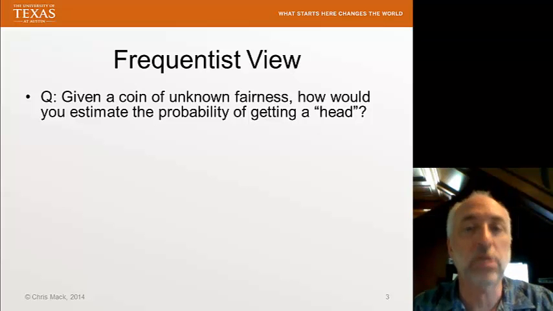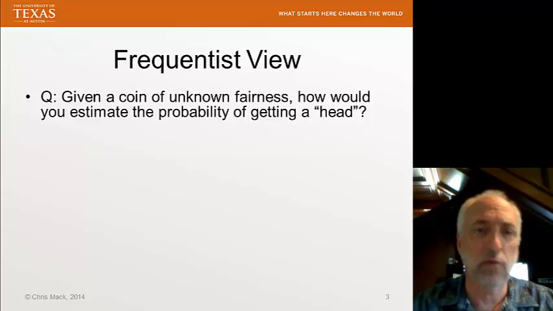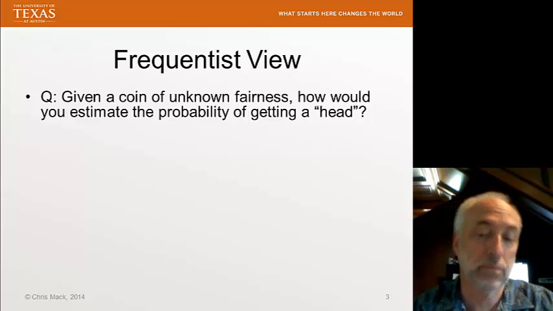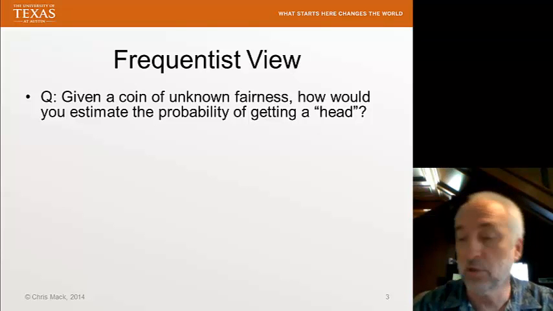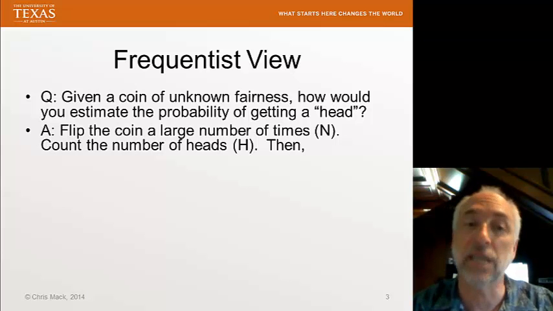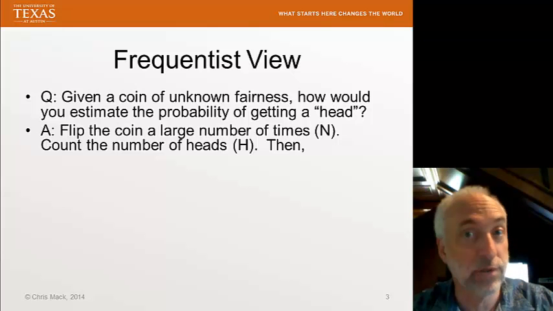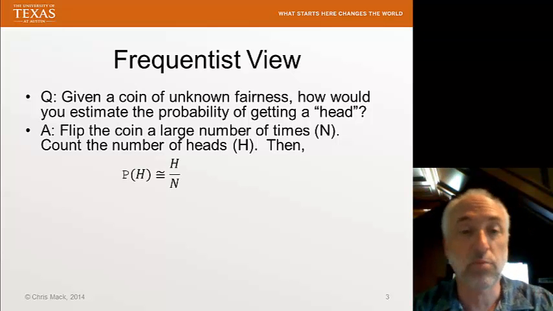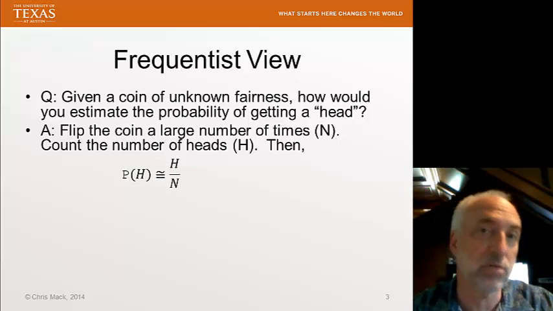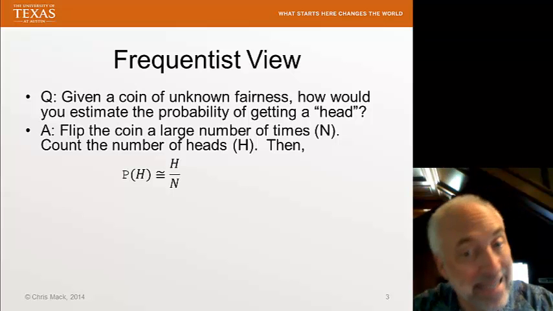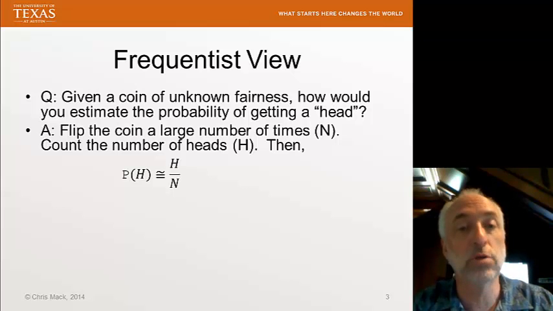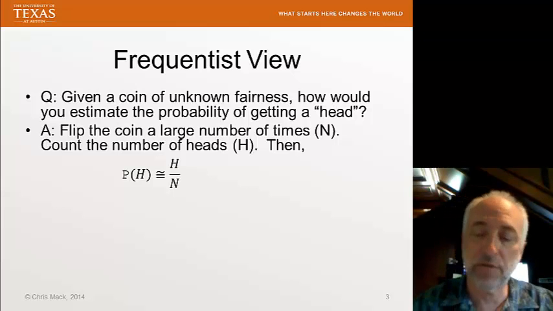Now, if I give you this coin and I say, you help me figure out what is the probability of getting a head, what would you do? Well, I think most of us would very intuitively know the answer. We would simply flip the coin a whole bunch of times, let's say n times, and count the number of heads. Then we would say the probability of getting a head is something like the number of heads divided by the number of coin tosses. In the limit, as n goes to infinity, we assume we will approach the actual probability for that coin.